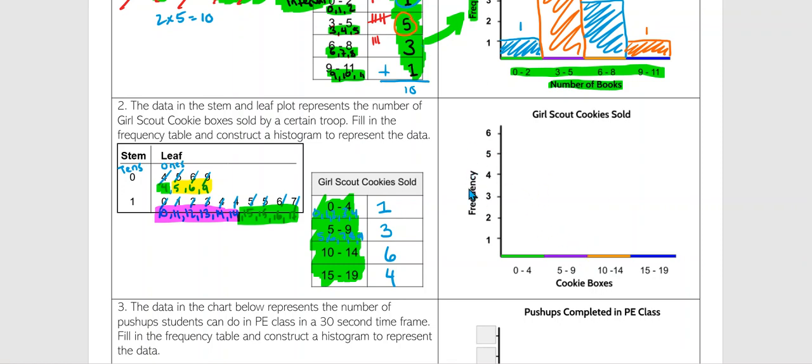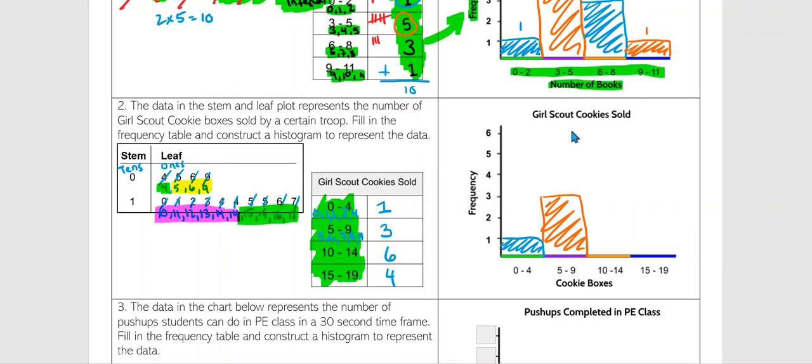So we can see we again have frequency on the y-axis, cookie boxes on the x, along with those intervals. And our first interval is 0 to 4, and that was just 1. So we're going to draw the bar that's 1 unit tall there. Our next interval was 5 to 9, that's 3 units tall. So I'm going to make sure these touch. I'm going to color in that bar that's 3 units tall.